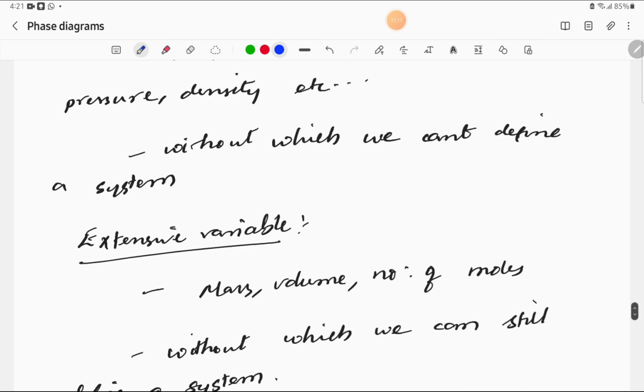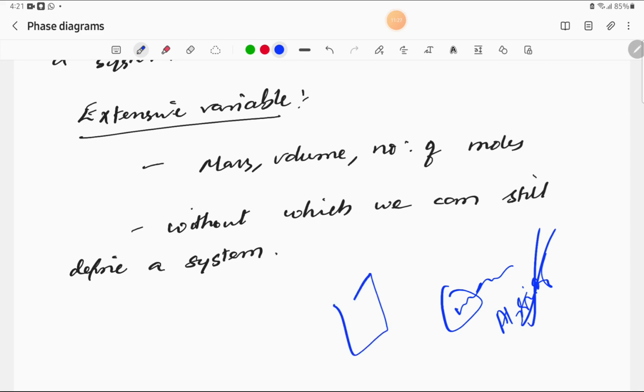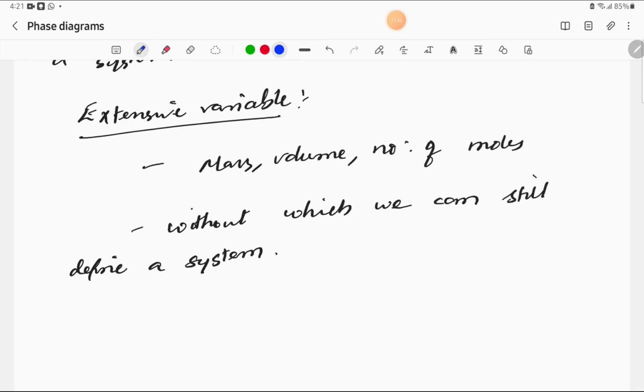They are absolutely necessary for defining. And next is extensive variables like mass, volume, number of moles, without which you can still define a system. Mass is not really important in the Al2SiO5 system. Without the mass you can still define the Al2SiO5 system. So they are extensive. That's all. I'll try to upload further videos on binary and ternary systems, so stay tuned. Bye.